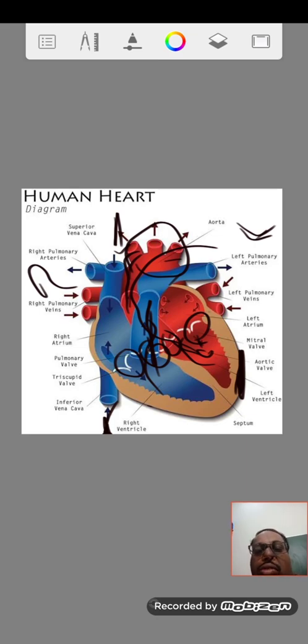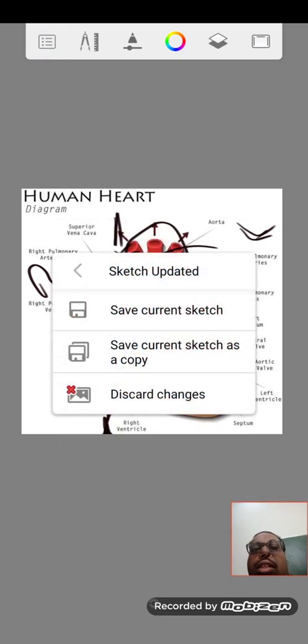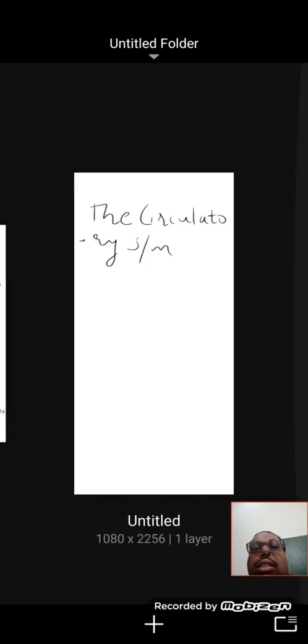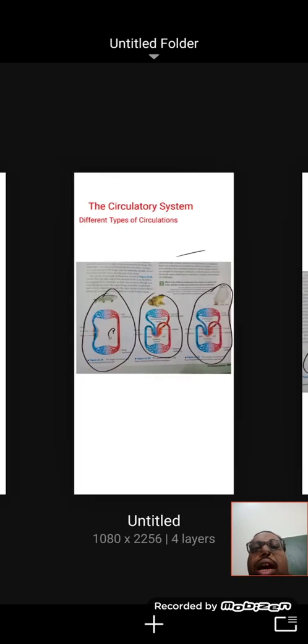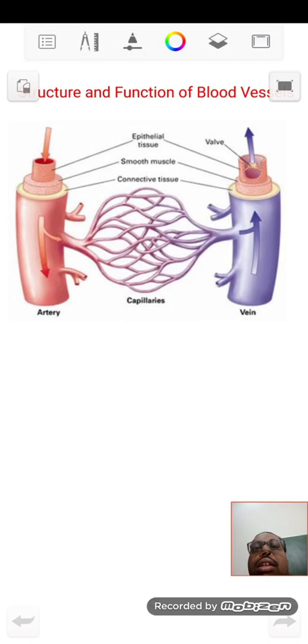You don't need to study how the heart is pumping, but you have to know the basic structure. This whole heart is made up of muscle, known as the cardiac muscle, and in between them there is a separation, known as the septum. Next we are going to see the structures that are responsible for carrying blood from the heart to the other parts of the body. These are the blood vessels.